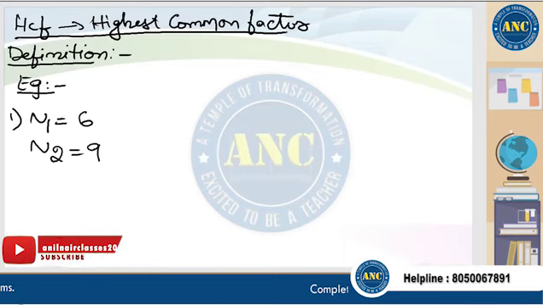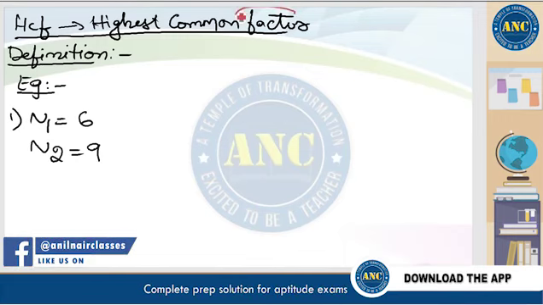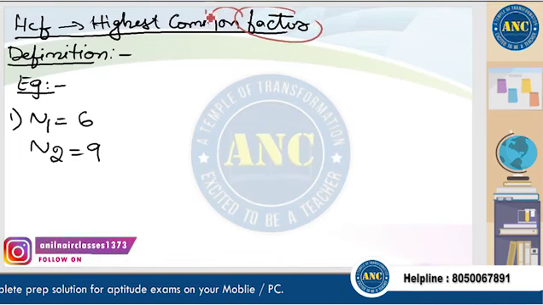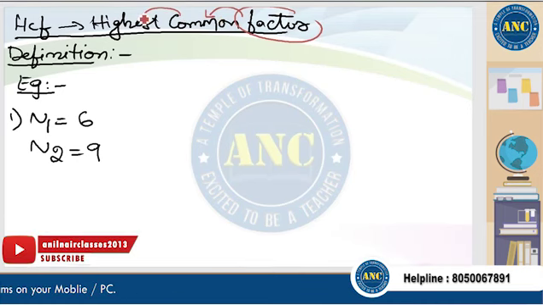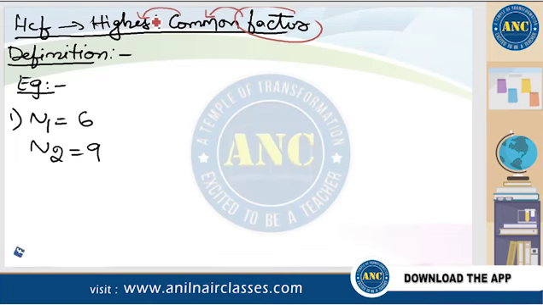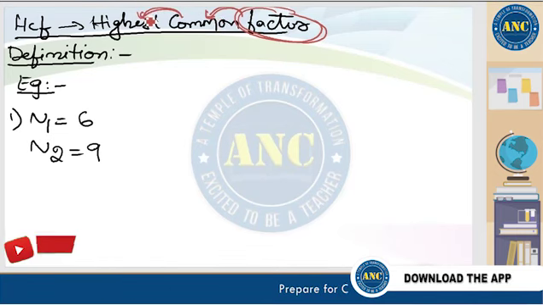As the name suggests, highest common factor. First take the factors for the given numbers. Then take the factor which is common to all the numbers. Then take the highest number among the given factors. So there are three steps. One is write down all the factors for the number. Then take the factor which is common. Then take the highest among the common factors.